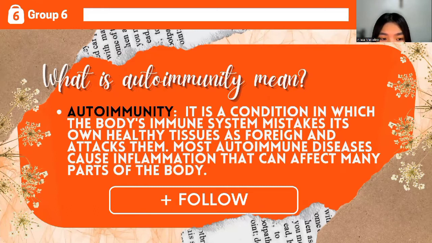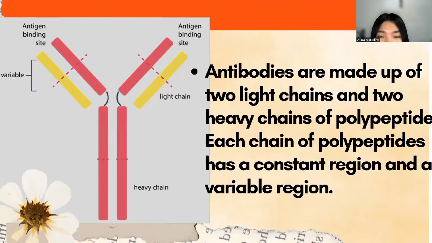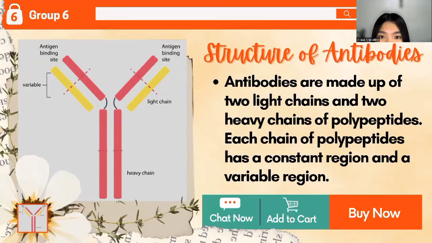Most autoimmune diseases cause inflammation that can affect many parts of the body. When you have an autoimmune disorder, your immune system does not distinguish between healthy tissue and potentially harmful antigens. As a result, the body sets off a reaction that destroys normal tissues. The exact cause of autoimmune disorder is unknown. So here is the structure of antibodies.